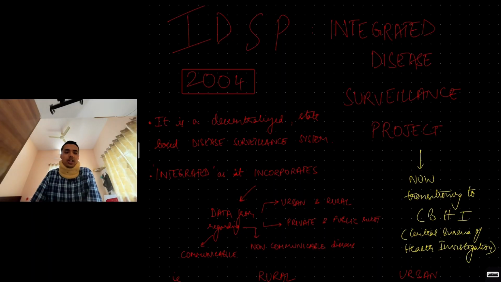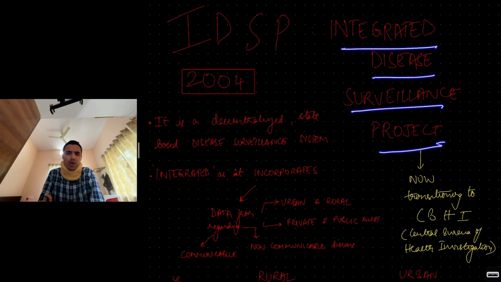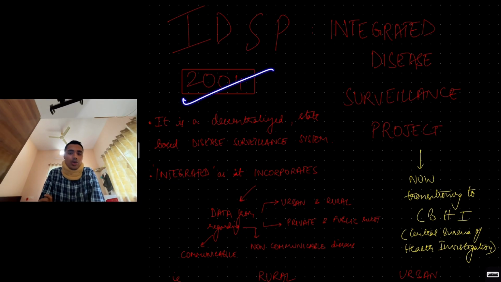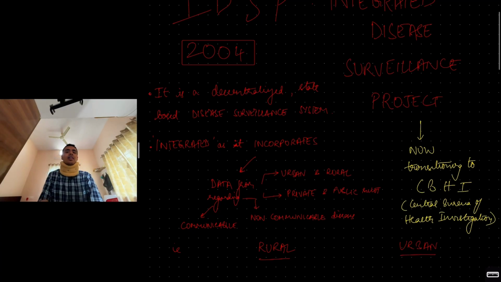Today we'll be covering a very short topic, that is IDSP, Integrated Disease Surveillance Project or Program. Same thing, Integrated Disease Surveillance. It was started in the year 2004. It is basically a disease surveillance system throughout our country, every part of our country, how many cases are there, basically surveillance throughout the country.